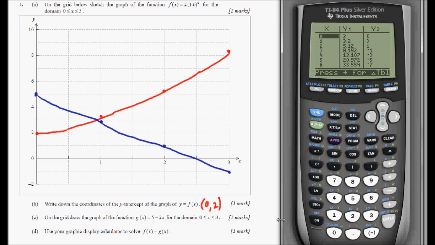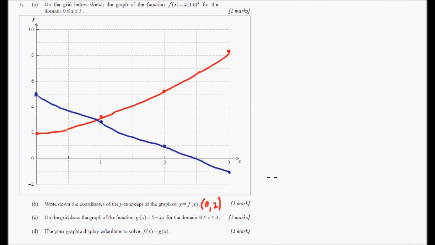Okay. All right, so now use your graphic display calculator to solve f of x equals g of x. Okay, now you've got to be real careful for this. What they're saying is, if they're going to do f of x equals g of x, it's 2 times 1.6 to the x power equals g of x, which is 5 minus 2x.